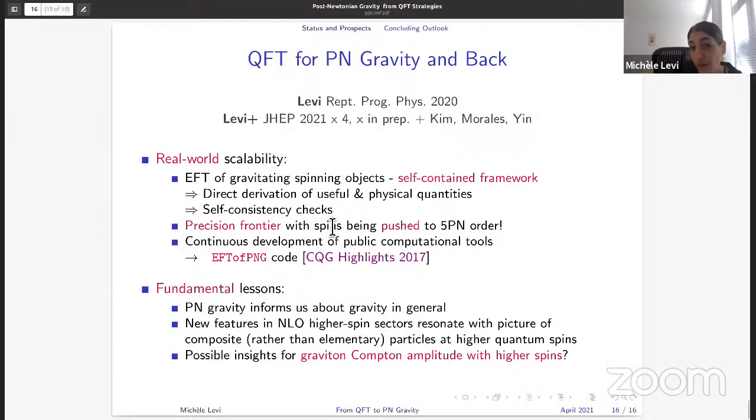The precision frontier is being pushed with this methodology to 5PN order at the moment. There is a continuous development of public tools. And we are also hoping to get a lot of fundamental lessons from these inquiries. In particular, we learn about gravity in general, about strong gravity. We see new features, curious, weird features that we don't fully understand yet in nonlinear higher spin sectors. And we hope to get a possible insight for the graviton Compton amplitude with higher spin.